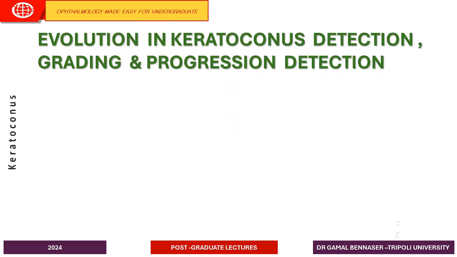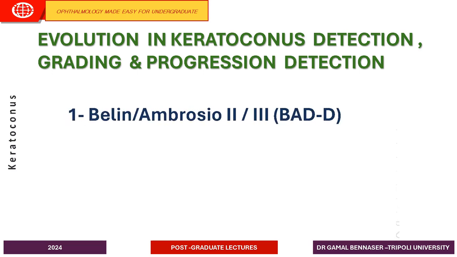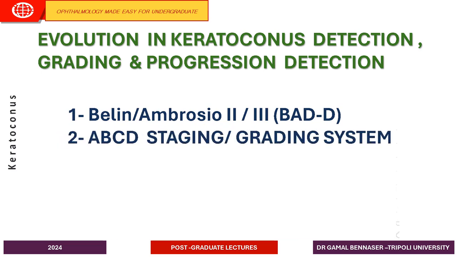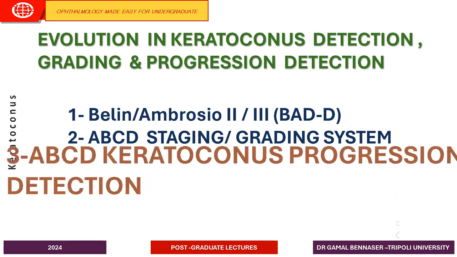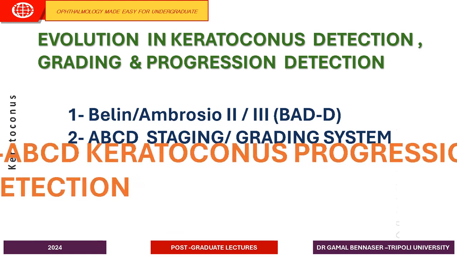Still in the context of the evolution in keratoconus detection, grading, and progression systems, we finished the Pillin-Ambrosio display, and we finished the ABCD staging system. Now we come to the third step, which is the ABCD keratoconus progression detection. This is very important in the documentation of the progression of keratoconus.